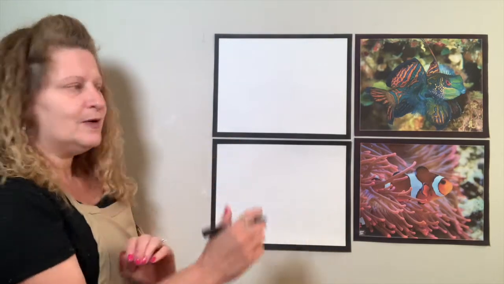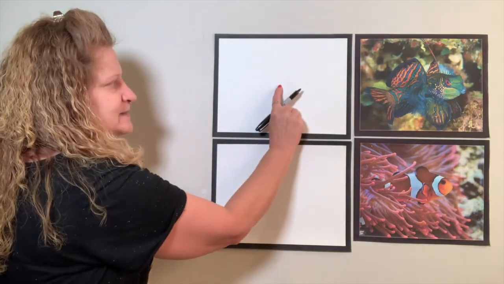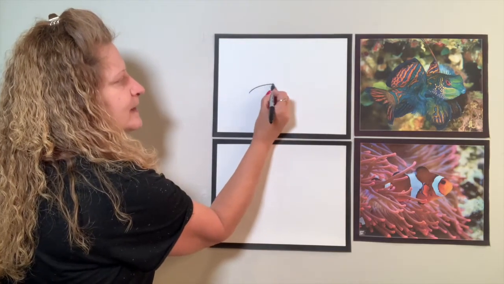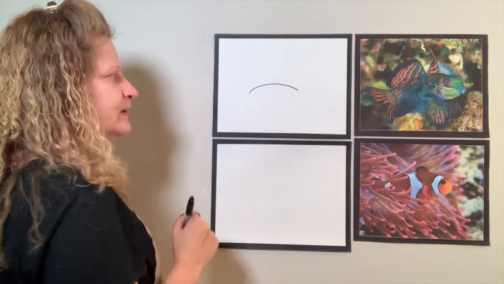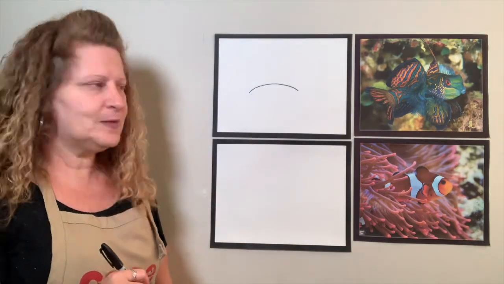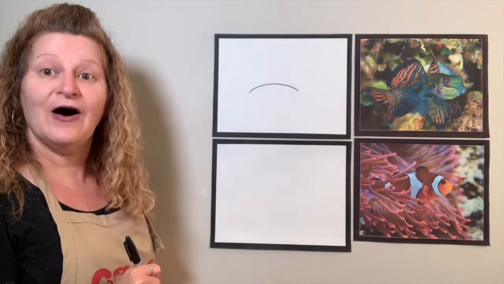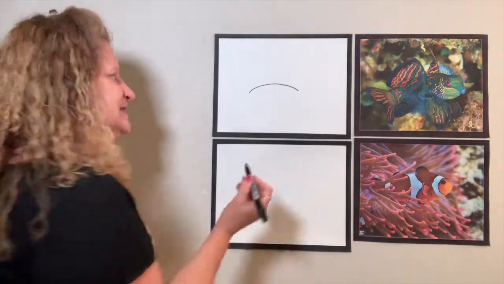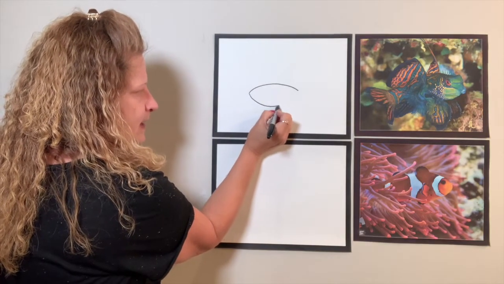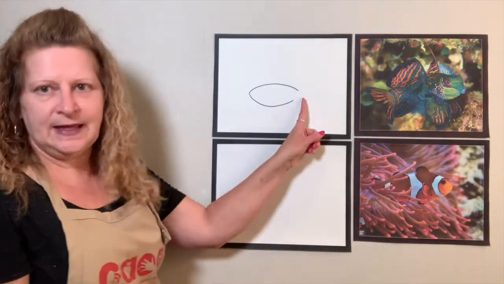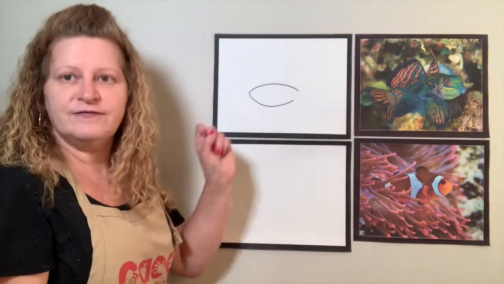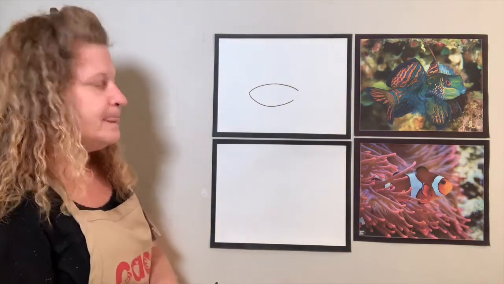All right, so what we're going to do is we're going to start, and we're going to come down to about right here on our paper. And we're going to start, and we're going to make a really big curve, just like that. So let's make a really big curve in the middle of our paper. Awesome. Now, watch this. We're going to start at this part right here, and we're going to do the same thing, but we're not going to close it on the end. We want to keep it open, because that's going to be our fish's body.